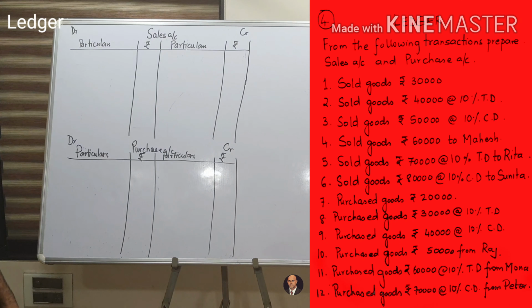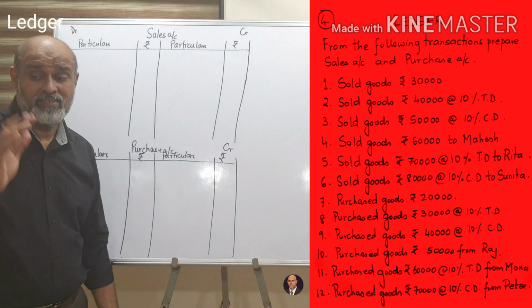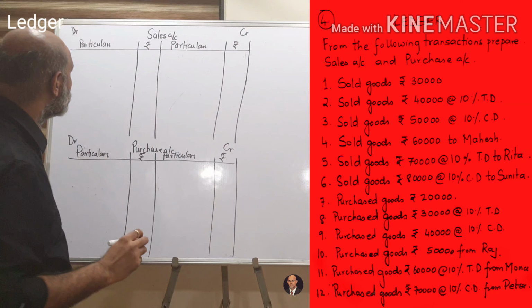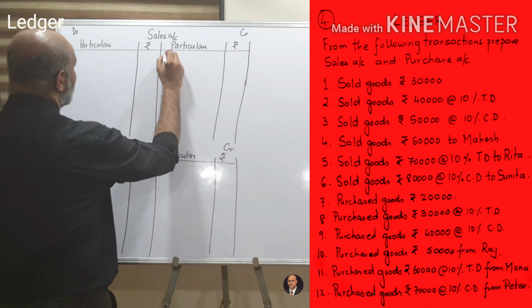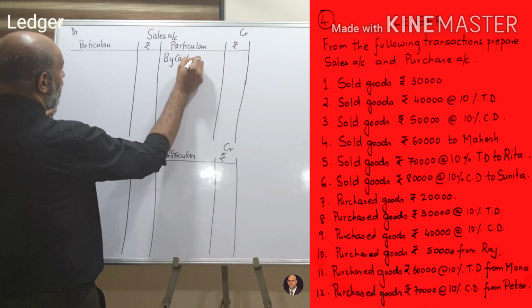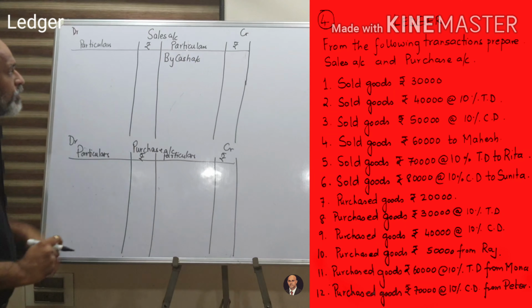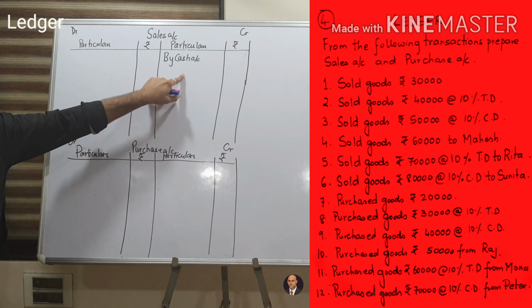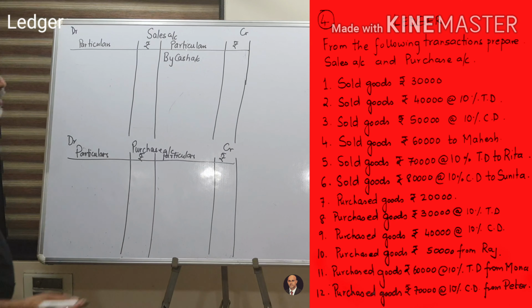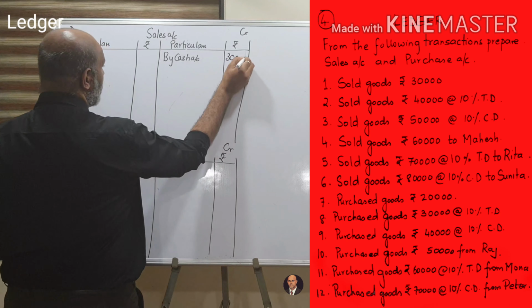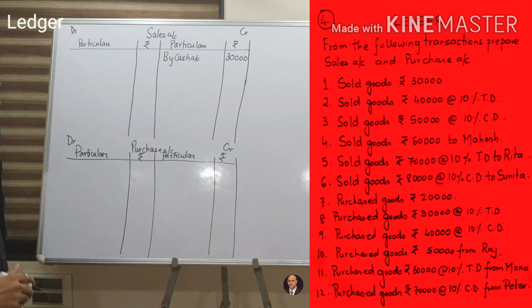Let us take the first entry, sold goods rupees 30,000. The journal entry is cash account debit to sales. So here I will have to write by cash. What will I write? By cash account. Then I would have to go to cash account and write down to sales, but I am not opening a cash account. So it is by cash 30,000. Understood? I go to the next entry.